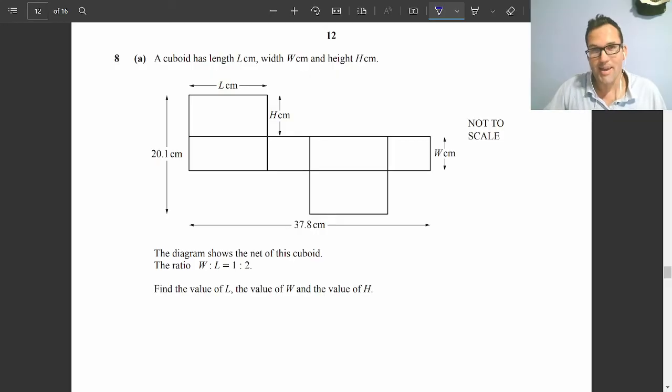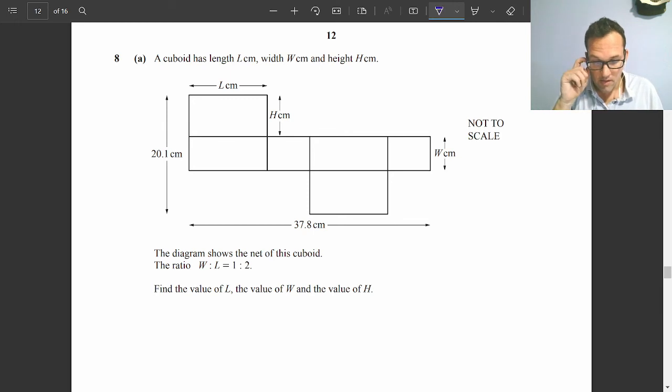Question 8a. Examiner's report says majority of students did find this difficult, but if we go slowly, look at every piece of information, we can do it. A cuboid has a length L, we can see that, with a width W and a height H. The diagram shows the net of this cuboid. We can see that the ratio of W to L is 1 to 2, so let's remember that for when we need it. Find the value of L, and the value of W, and value of H.